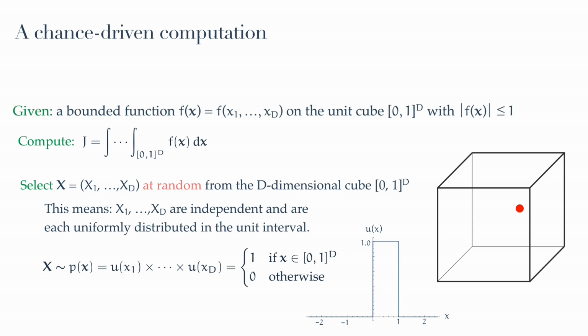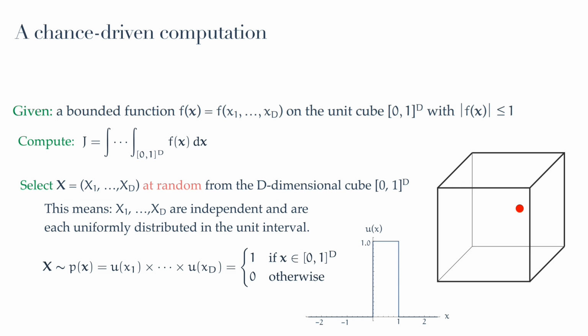Now, of course, since the uniform density takes value 1 only in the unit interval, this product will be 1 precisely when all the variables individually are in the unit interval. In other words, this product is going to be 1 exactly inside the unit cube and 0 outside it. So this is the uniform density in d dimensions.